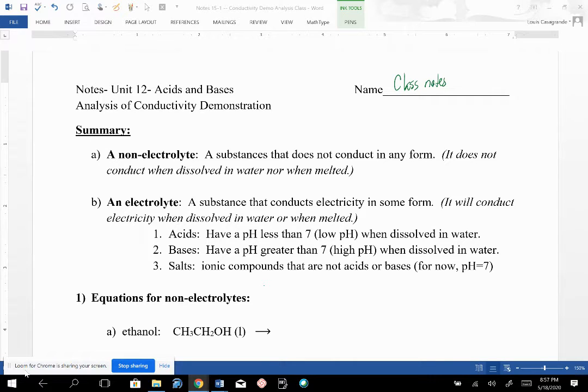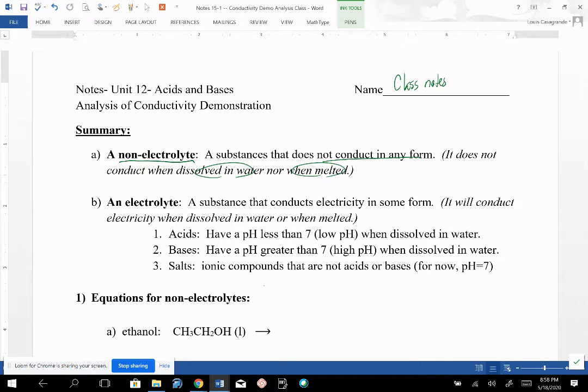So in the demo, we're going to be looking for the differences between compounds which are non-electrolytes. So we talked about electrolytes before when we talked about ionic compounds. And a non-electrolyte is just any substance that does not conduct electricity in any form, either dissolved in water when it's aqueous or when melted when you heat it up.